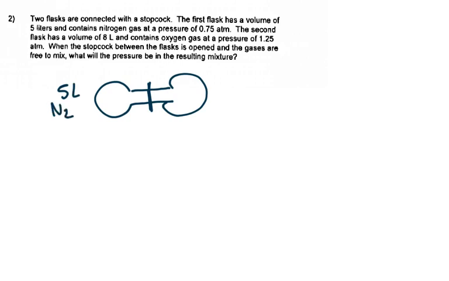Okay, so this first one says two flasks are connected with a stopcock. So I'm going to first draw that. Connected with a stopcock. It says that the first one has a volume of 5 liters and contains nitrogen gas. Nitrogen's diatomic, so I'm going to write the 2, and it has a pressure of 0.75 atm. The second one has a volume of 8 liters, contains oxygen gas, which is also diatomic, so O2, and a pressure of 1.25 atm.